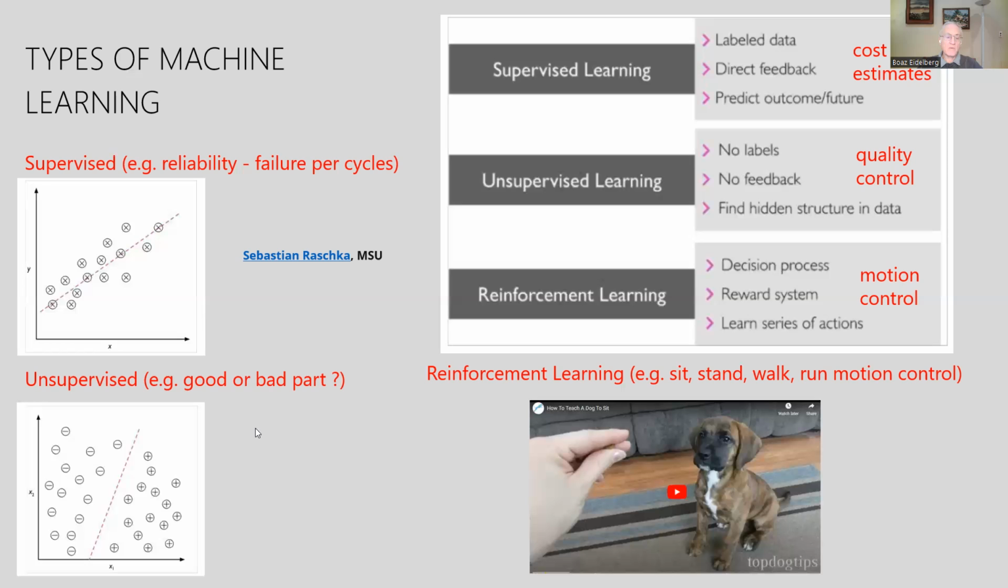output. When we have unsupervised learning, we actually do not have labels, but we find characteristics of each one of the input parts, and then we group them together to differentiate the two. So we may use it to find good parts versus bad parts.